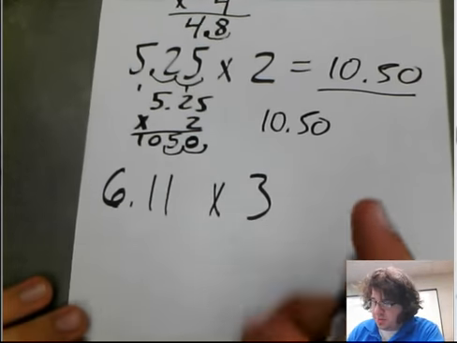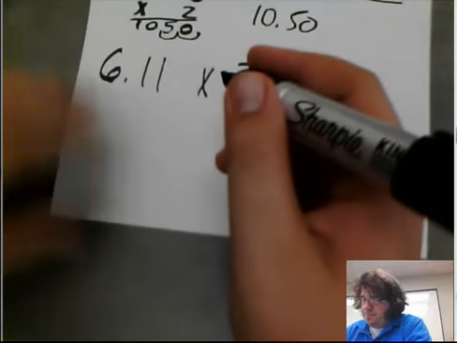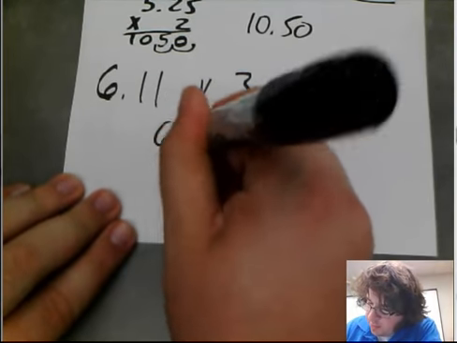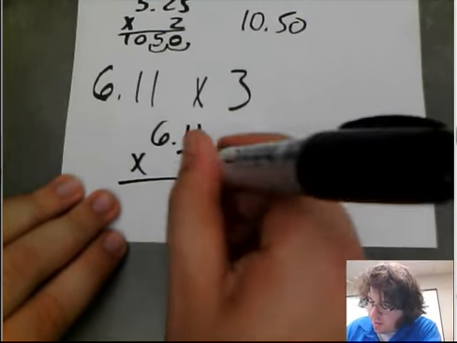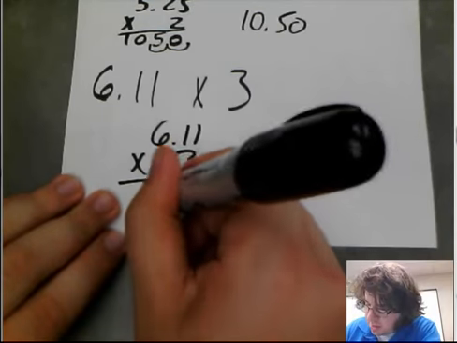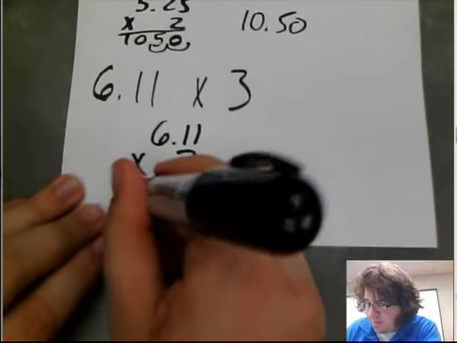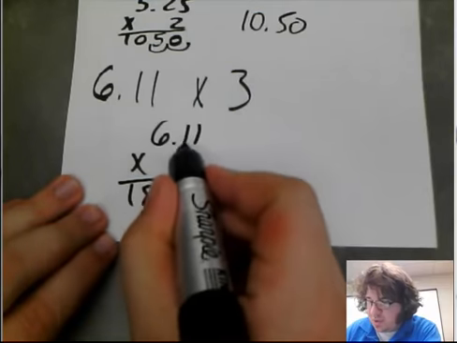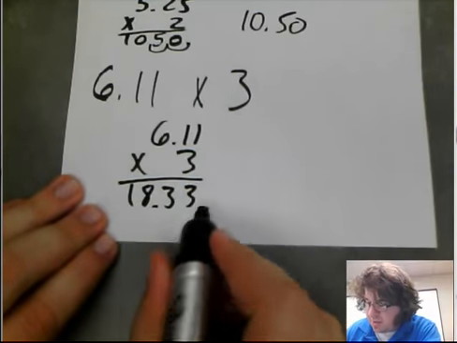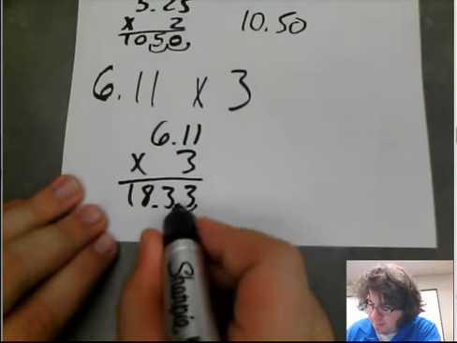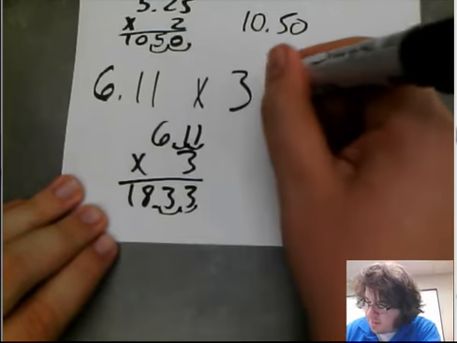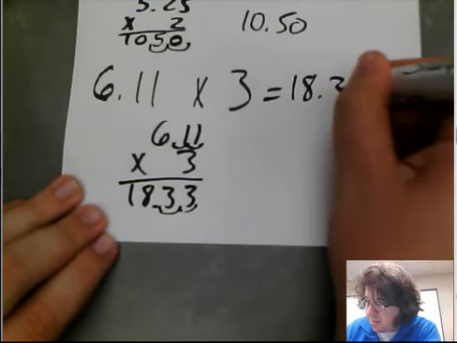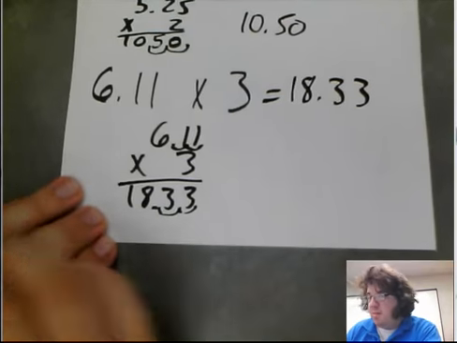Alright, let's try this one. 6.11 times 3. 3 times 1 is 3. 3 times 1 is 3. 3 times 6 gives me 18. I have 2 spots after the decimal, so I come back 2 spots. So our answer is 18.33.